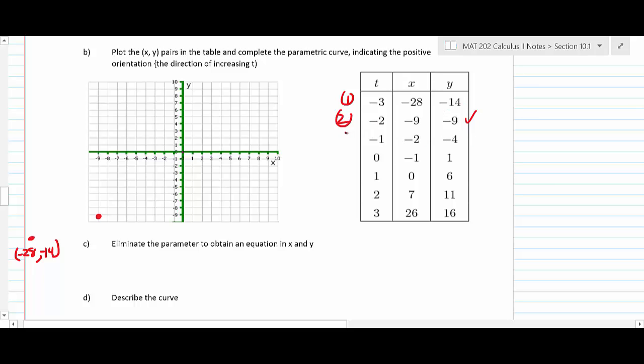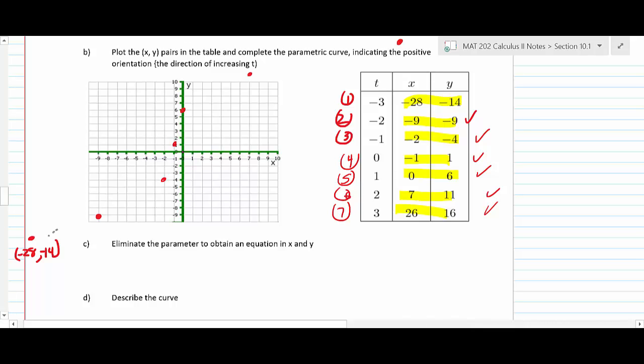And then the third point is, and again, what you're doing is you're looking at these right here. You're not looking at the parameter t. The parameter t gives you the order this goes in. Then we have -2, -4. Then the fourth point is -1, 1. And then the fifth point is 0, 6. And then the sixth point is 7, 11. So it'll be up there somewhere. And then the last point, just pretend like the graph goes way out here and up 16, like that. All right, so those are your points.